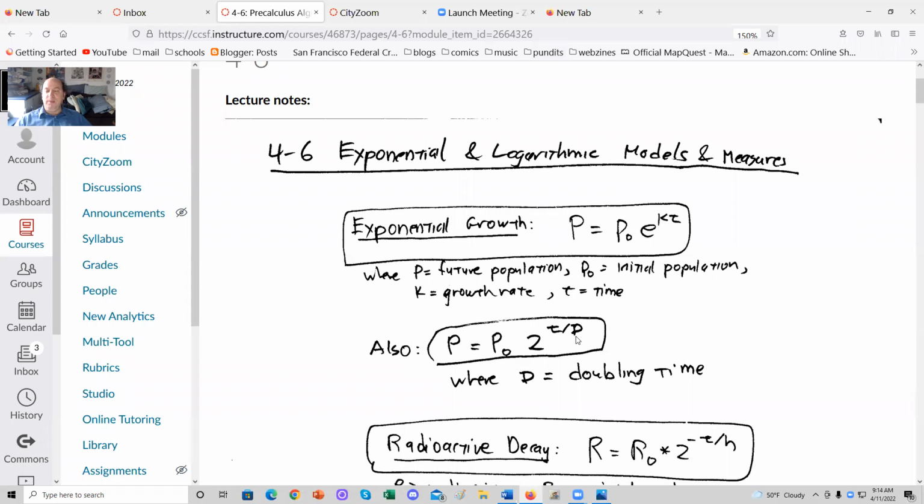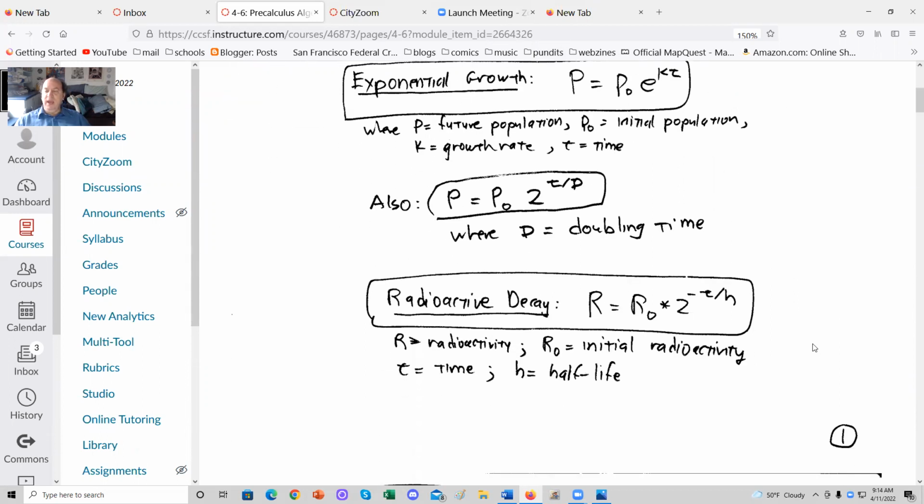So D is the doubling time, the time it takes for it to double in size. That's true for every exponential. There is a doubling time. Radioactive decay has a half-life. Here it's decaying away with a half-life of H. R equals R naught 2 to the negative T over H. R naught is the initial radioactivity, R is the later radioactivity. So after H years, the radioactivity halves.